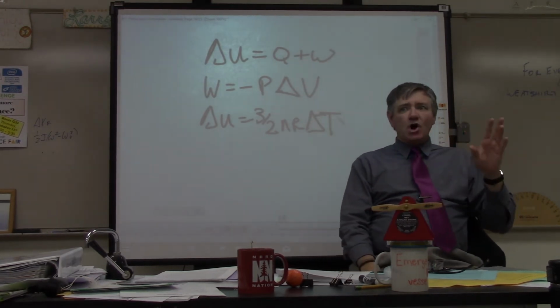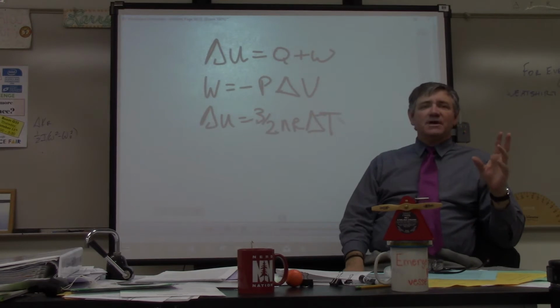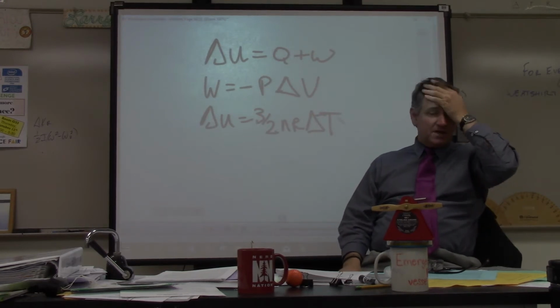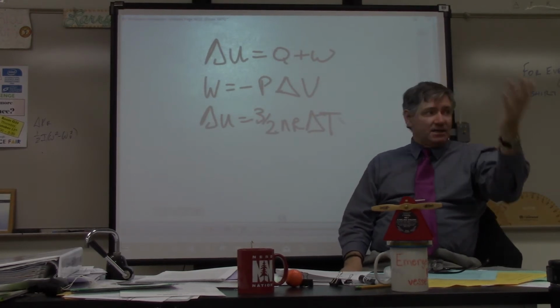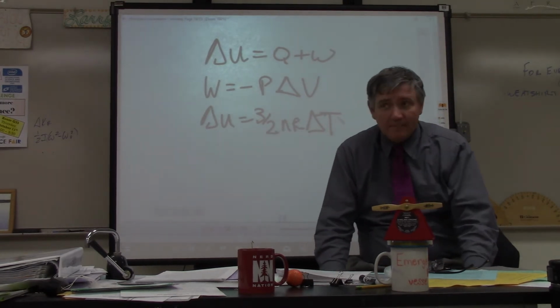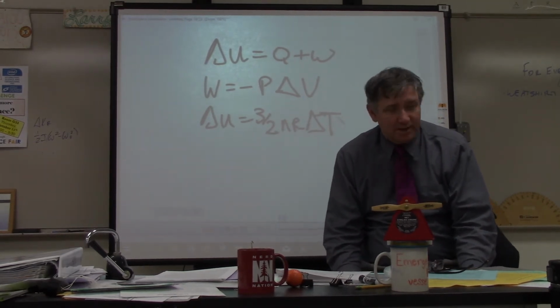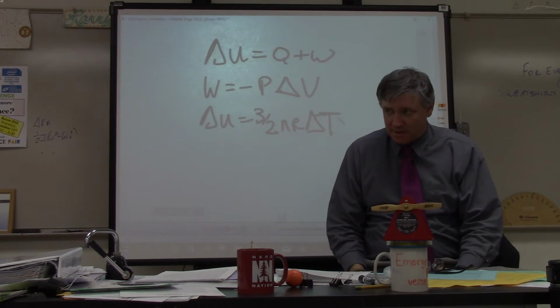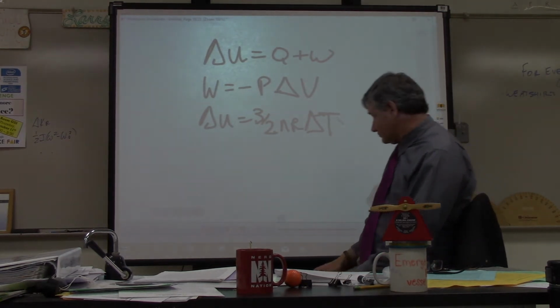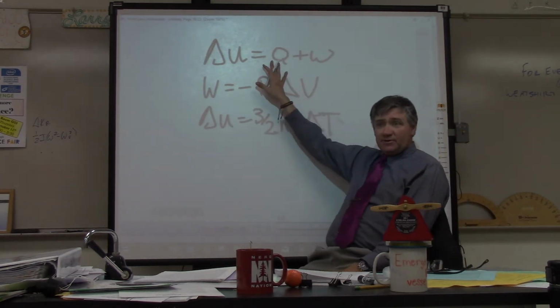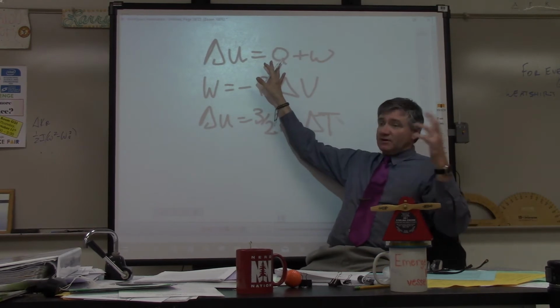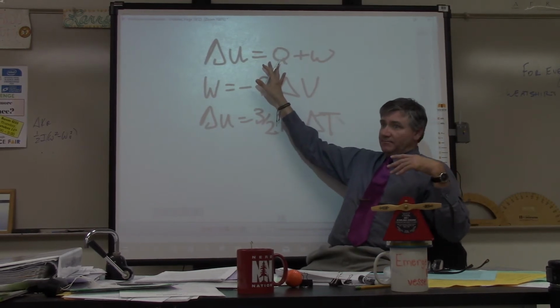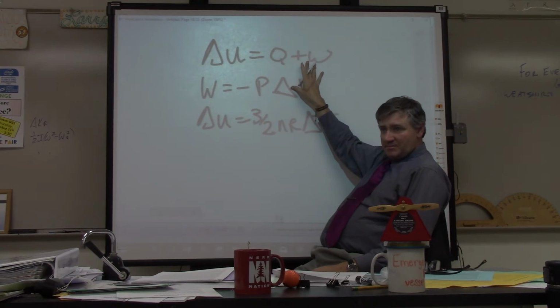Delta U is very, very hard to directly measure, mainly because if you go to a science catalog and go, hey, I need to buy a delta U probe, you're not going to find one, okay? You cannot measure delta U directly. Now, this Q is the same Q that we've been talking about in terms of energy flowing in and energy flowing out. W is going to be work.